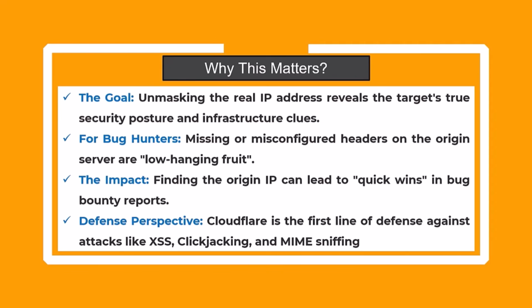Origin servers often lack the strict security configurations of the edge network, meaning missing or misconfigured headers on the origin server become easily accessible low-hanging fruit. Ultimately, the impact of finding that origin IP is huge. It can lead to quick wins in your bug bounty reports by exposing vulnerabilities that were supposed to be protected by the proxy.